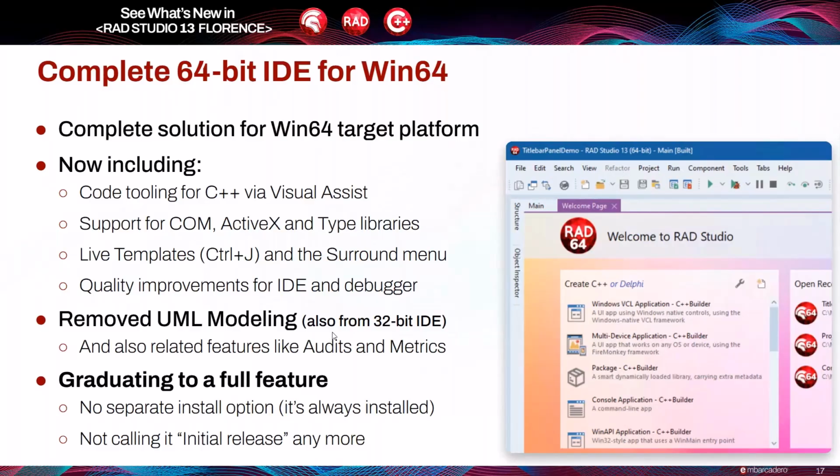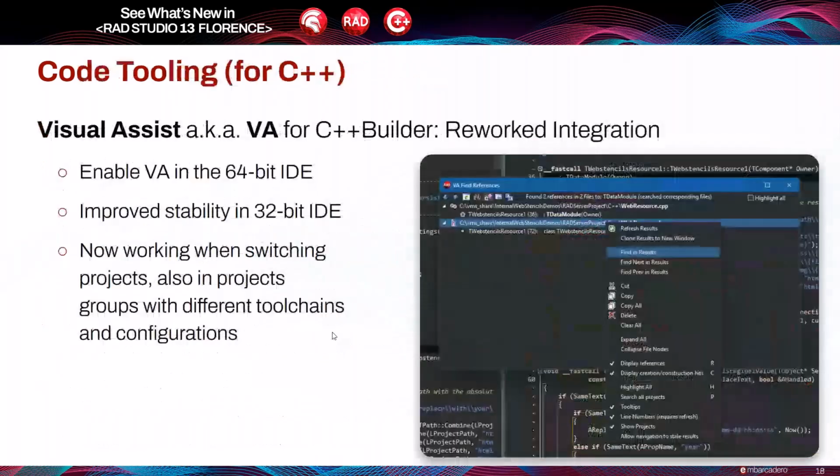We had some technical debt with the refactoring menu. Also, it wasn't working great with all the new language features, etc. It wasn't at its best shape. Of course, we're planning on bringing it back, but we're also offering an alternative that we will see in a second. As I said, Visual Assist, aka VA, has been fully reworked for the 64-bit IDE, and now it's enabled. So if you use C++ Builder with the 64-bit IDE, now you have Visual Assist running in 64 bits.